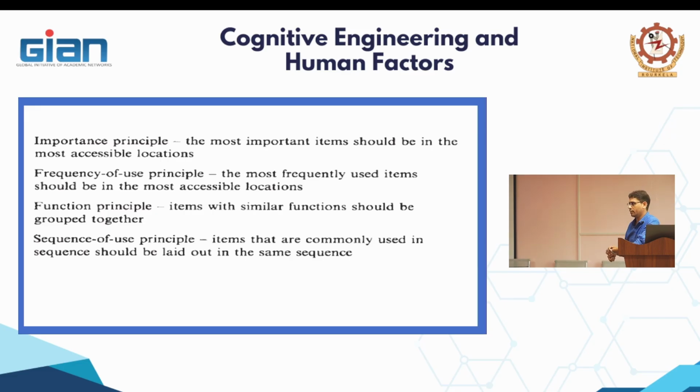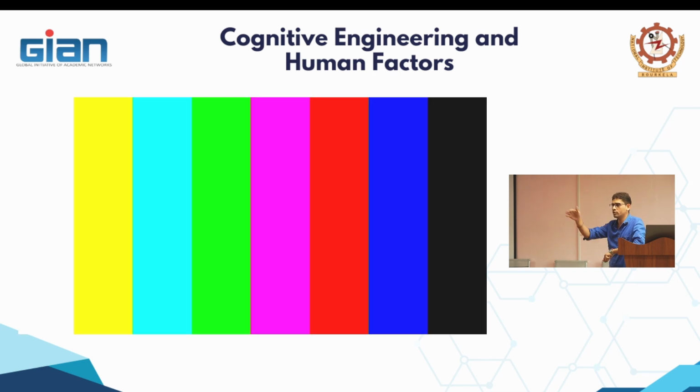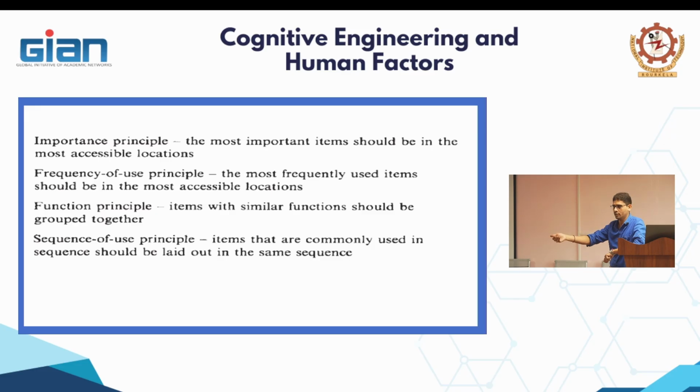Frequency of use principle. Frequency of use means the most frequently used item should be in the most accessible location. That means the thing you are going to use most frequently should be in the nearest zone, within the allowable zone and the preferred zone which I told. So the preferred zone is somewhere and the allowable zone is somewhere. Here is the preferred, that is the allowable maximum. So nearby you, you keep what is frequently used. In the other zone, the allowable zone, you keep items that are not frequently used.